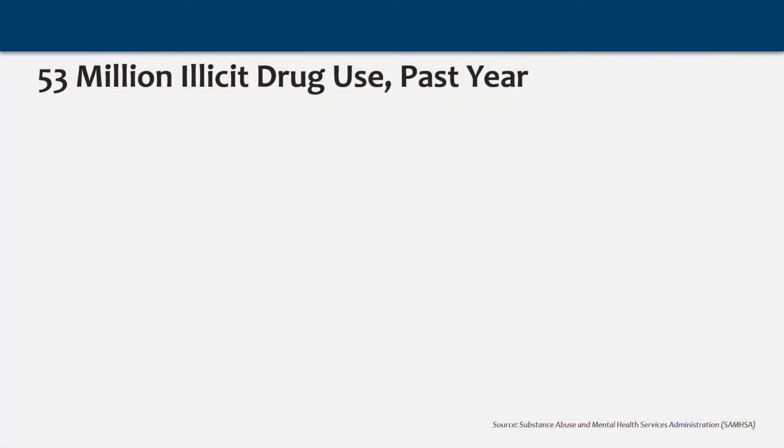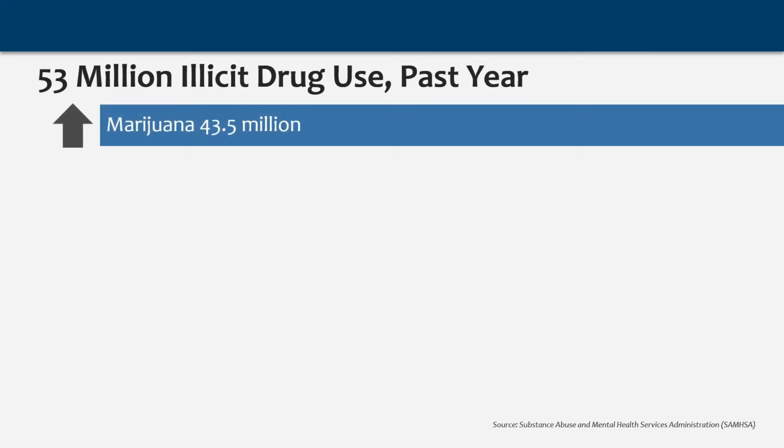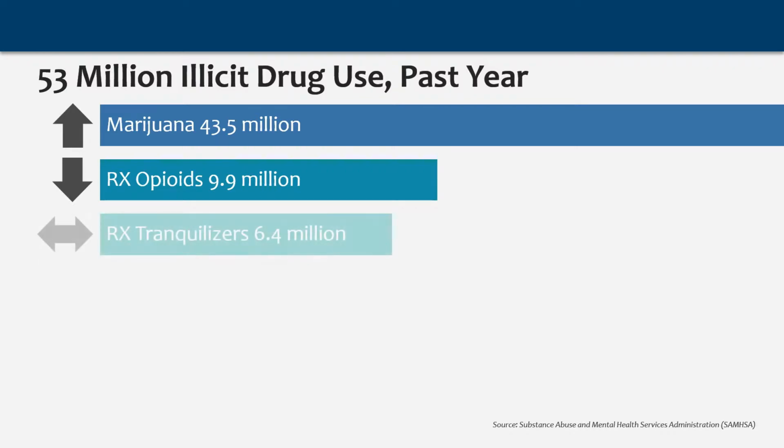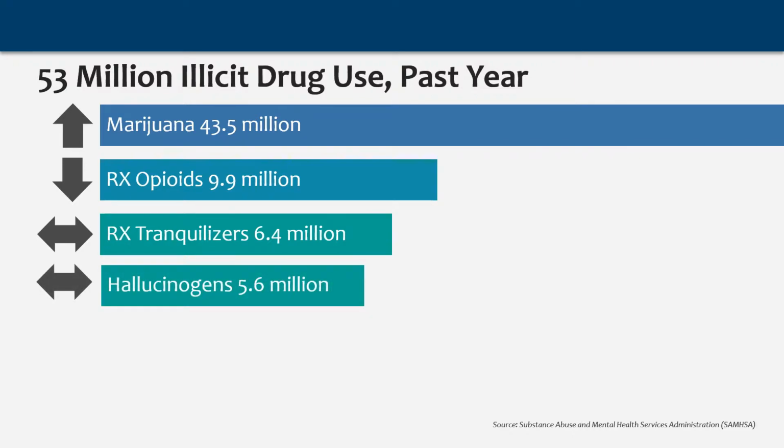More than 53 million Americans reported using an illicit drug in 2018. Marijuana, 43.5 million, which was an increase over the past year. Prescription opioids, 9.9 million, which was lower than the past year. Prescription tranquilizers, with the majority being benzodiazepines, 6.4 million, which was similar to the past year. Hallucinogens, 5.6 million, which was similar to the past year.